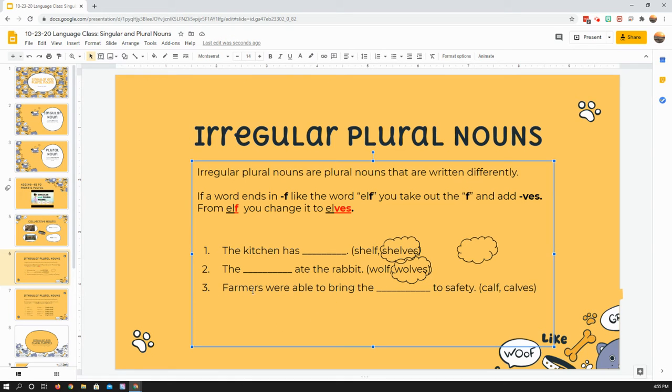You see? Number three, farmers were able to bring the blank to safety. Is it going to be a calf or calves? So the word ends in F, but this is in the singular form. To change this into a plural, you have to add VES. So this is going to be the correct answer because this is what we're looking for. Remember that right now we're just discussing irregular plural nouns. So this is going to be the correct answer. Calves. Now, if you're wondering, what is this? This is basically a baby cow. That's what it is. It's a baby cow. So the farmers were able to bring the calves to safety.